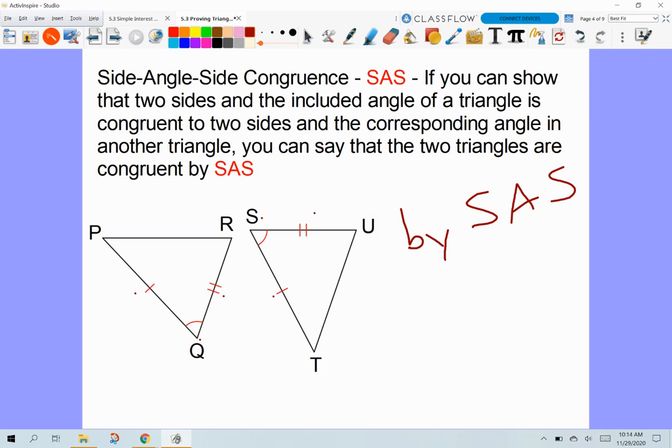So what I'm doing for you today, I'm going to just throw pictures of triangles at you, and you're going to tell me if they're congruent by side angle side, or if they're not congruent or you don't have enough information. So you've got 3 options on these.